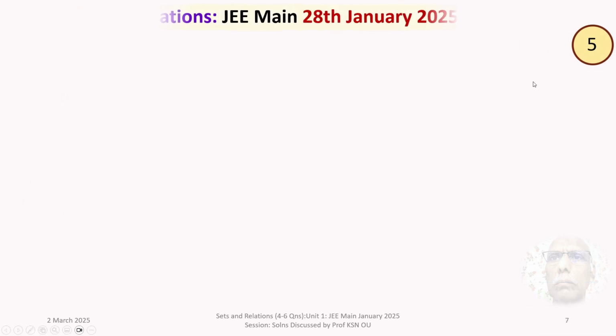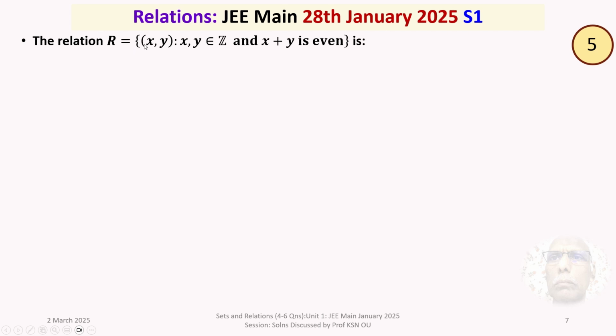Let's move to the fifth question. This question has appeared in JEE Main 28th January 2025 exam in the morning shift. It's on relations. The given question is: the relation R is the set of all ordered pairs x comma y, where x, y belongs to the set of integers Z, and x plus y is even. And we are given four options.